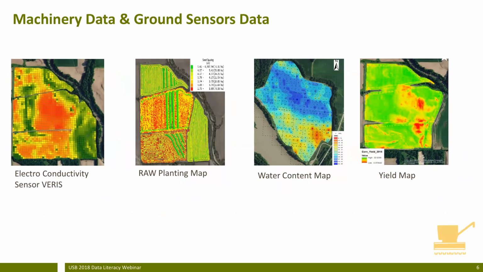Lastly, is the machinery or ground sensors data. In this case, this section is also very rich. It can go from machinery equipment like electrical activity, planting data or yield monitor, and also can be collected with ground sensors, like in this situation, using just a handheld ground sensor to identify and create a water content map.